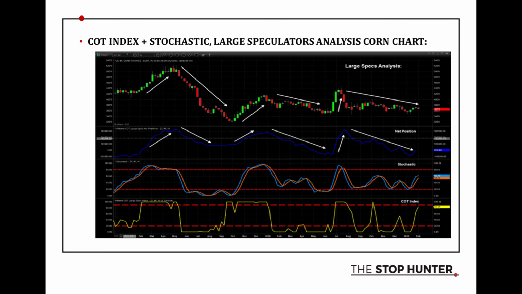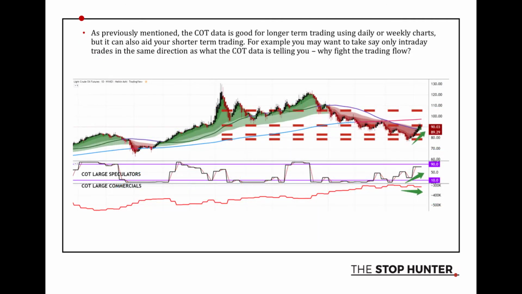So once you start combining other tools with this data, it can be a very good action to get you in or out of a trade, or used as a trend filter tool. Just another example, using WTI crude oil, you can see the large commercials and the large speculators doing what they should be doing in regards to the current price. And maybe, like I say, you can use this as a trend filter to go in the direction of the market flow. Why fight what these professionals know that you don't?